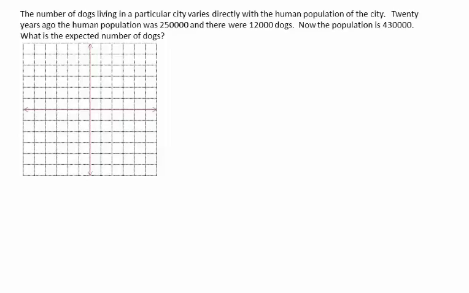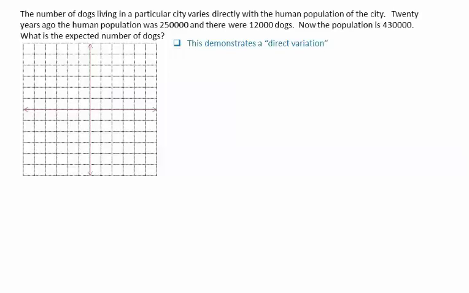The number of dogs living in a particular city varies directly with the human population of the city. 20 years ago, the human population was 250,000, and there were 12,000 dogs. Now, the population is 430,000. What is the expected number of dogs?